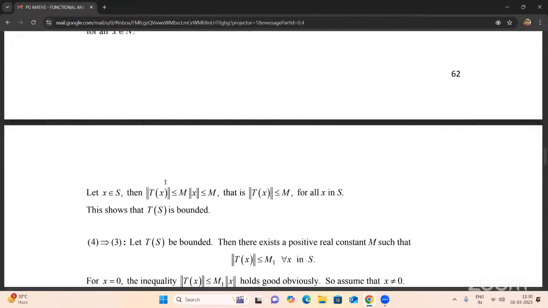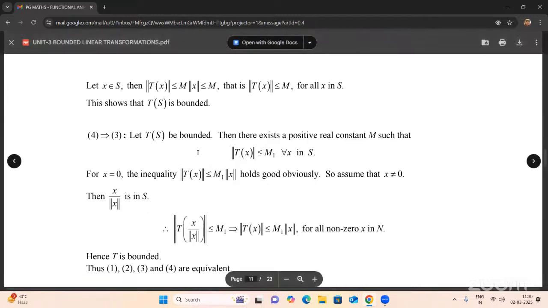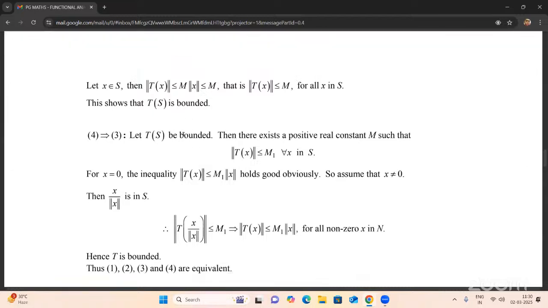So we are getting the norm of T(x) less than or equal to M. So this condition says the transformation of S is bounded, because this boundary value depends upon the closed unit sphere. And first of all, here the closed unit sphere under the transformation is also bounded. So T of S is bounded. And what about the third condition? S is bounded. T is transformation is bounded. That is, we will prove that T is bounded here.